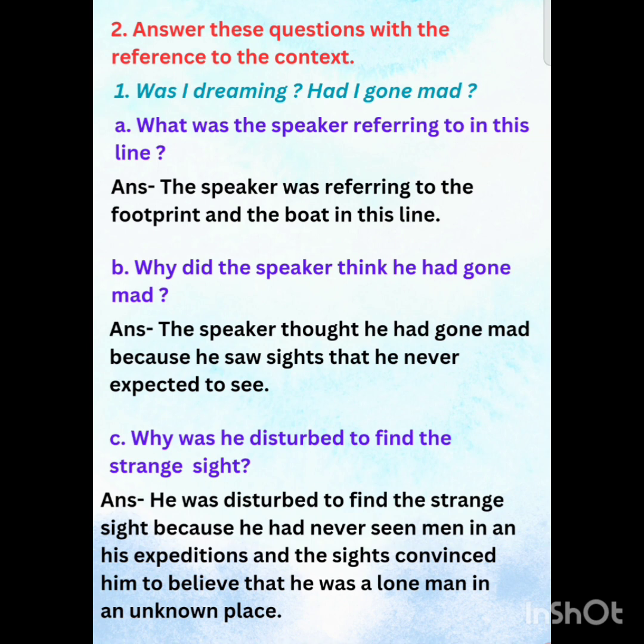Question B. Why did the speaker think he had gone mad? Answer is, the speaker thought he had gone mad because he saw sights that he never expected to see.